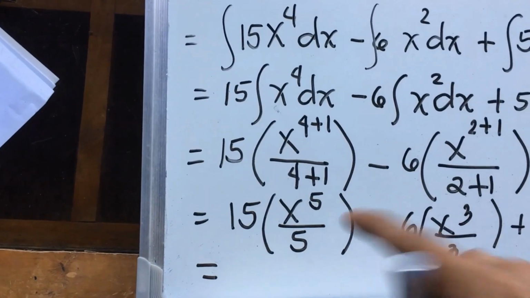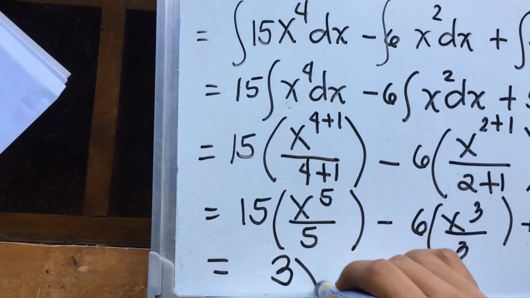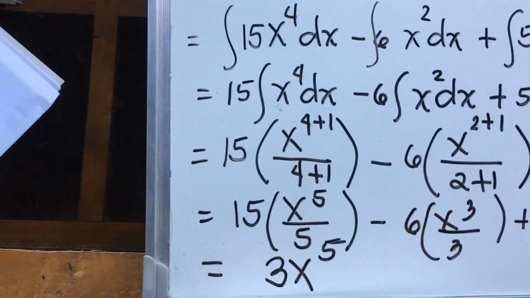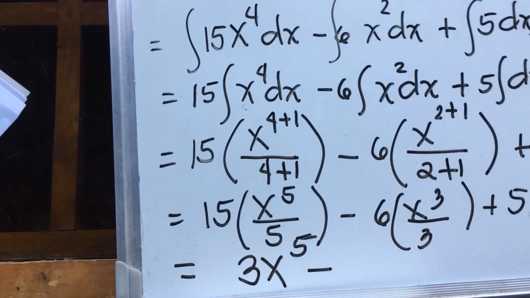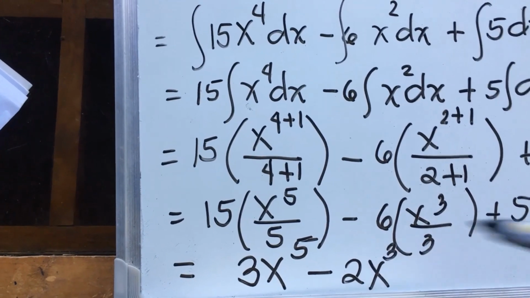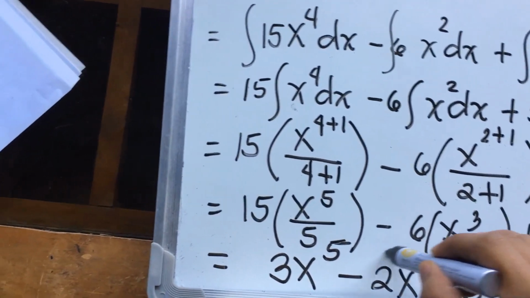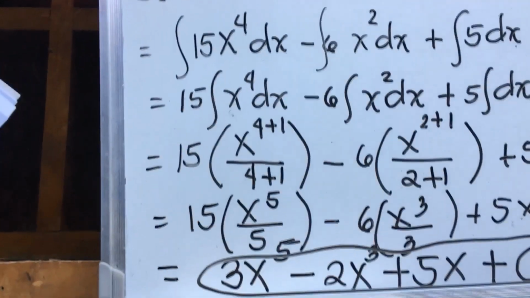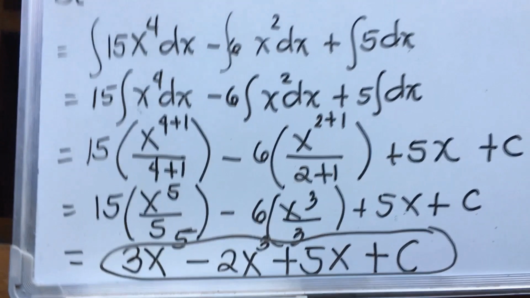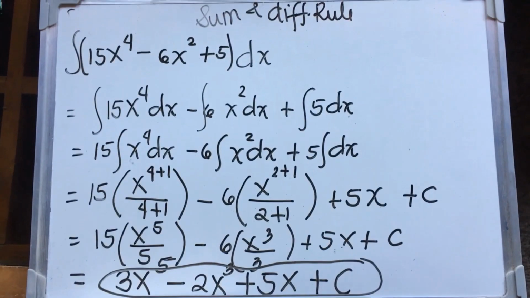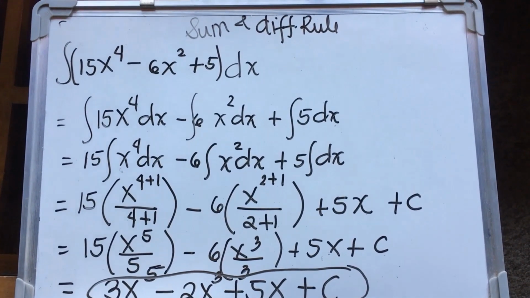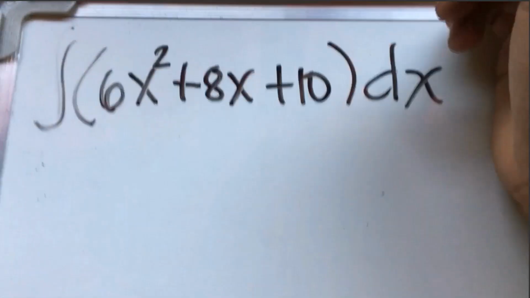You have 15 divided by 5, we have 3x raised to 5, minus 6 divided by 3 is 2, plus 5x plus c. So this is now your final answer. So let's have another example.